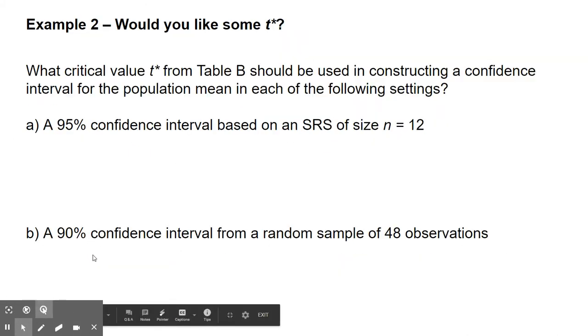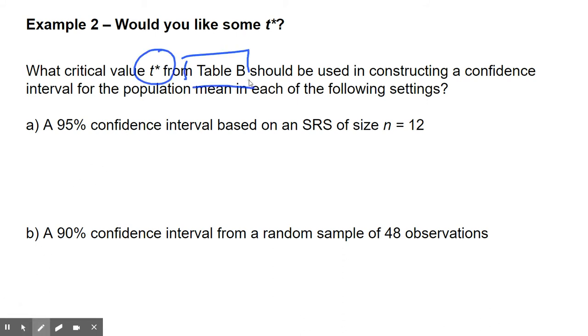All right, so let's take a look here. It says: critical value T star from table B should be used in constructing a confidence interval for the population mean, in each of the following settings. A 95% confidence interval based on an SRS of size n equals 12. So we have our confidence level of 95, and our n value is 12. To find your degrees of freedom, subtract 1. That is 11. So I'm going to go to my table B.